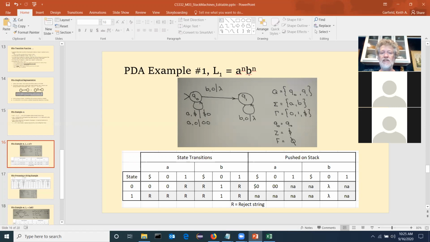And if I have more A's than B's, how will I know it? I'll process the whole string and I'll still have a 0 on top of stack. How will I know if I have more B's than A's? I'll process the string, and at some point I'm processing B's and I run out of zeros and I see that dollar sign. So I'll know that I should reject that. And that's why my B dollar sign is reject.